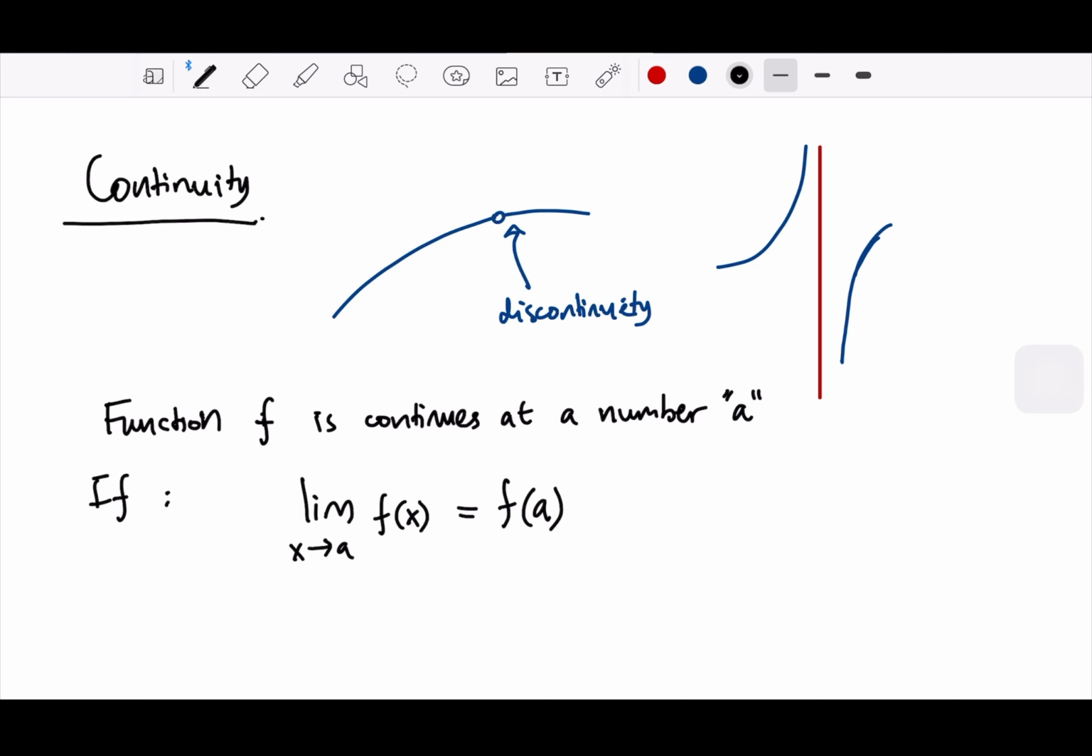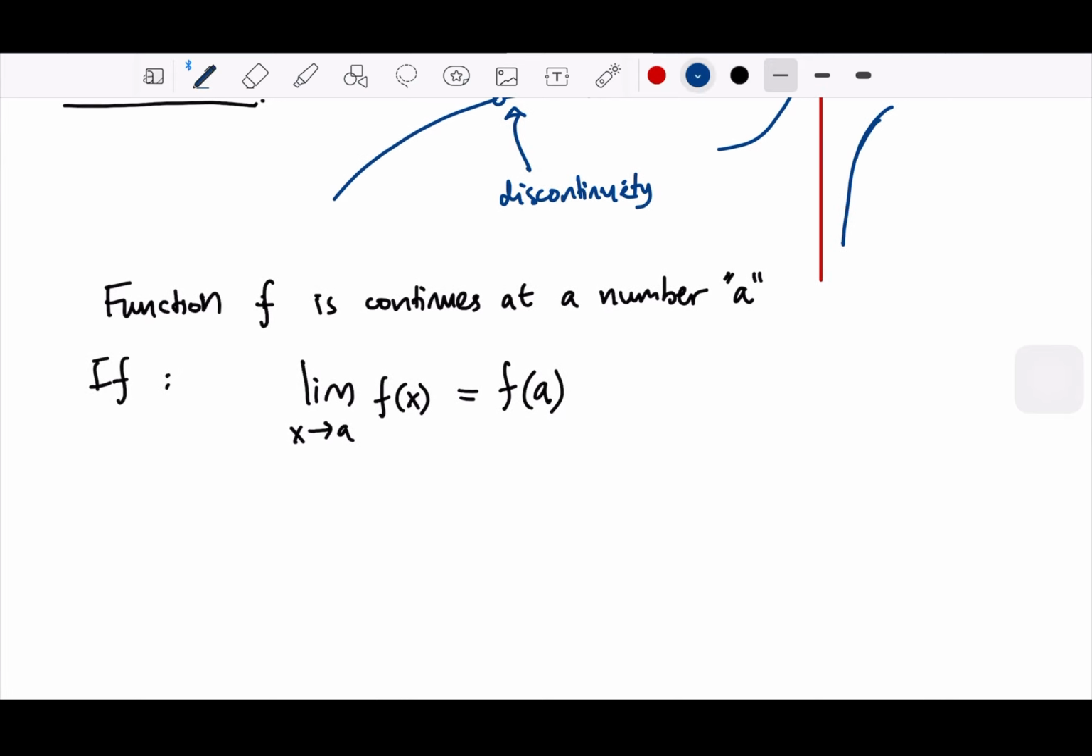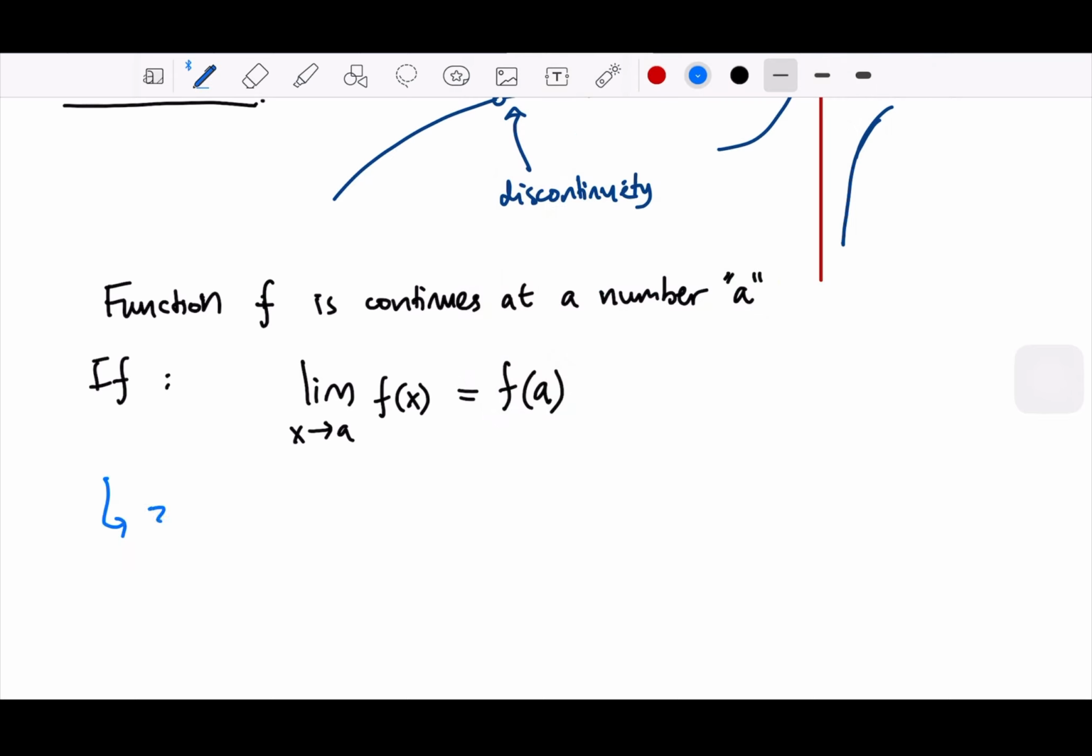So continuity of a function means that the limit is the same as when the function is plugged in at that number. So at least we have three implications. Okay, three implications.